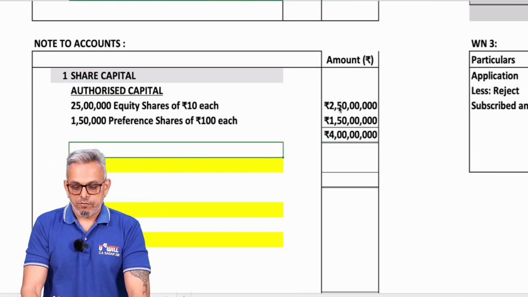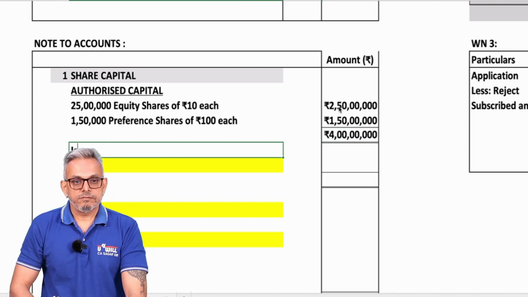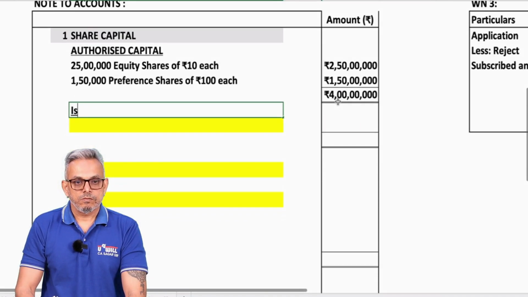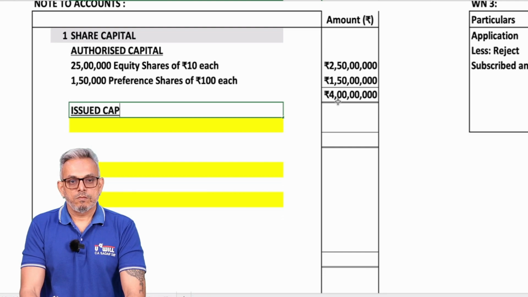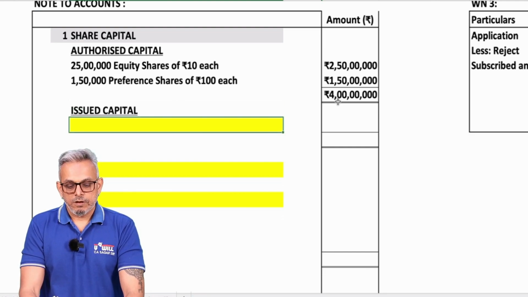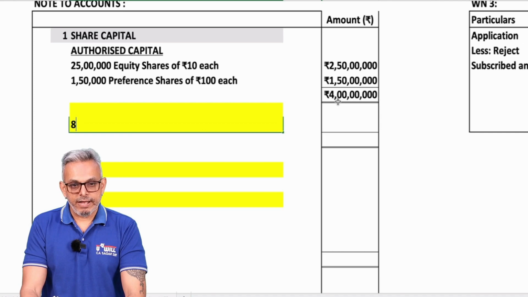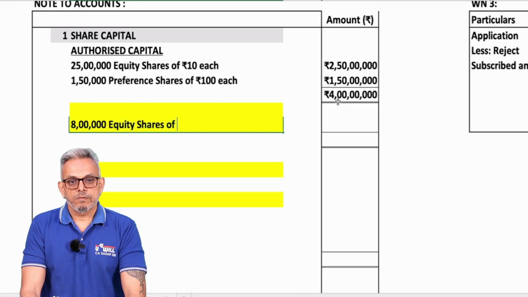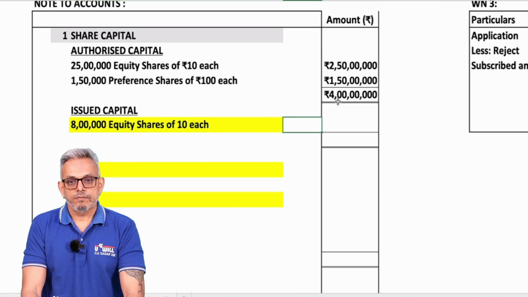Now issued capital. Now issued capital, we already know 8 lakh shares of 10 each. So 80 lakhs.